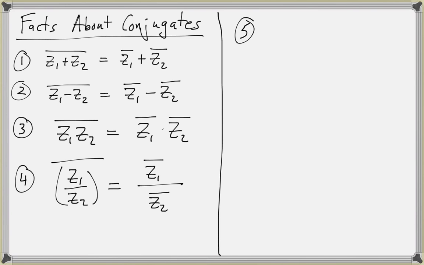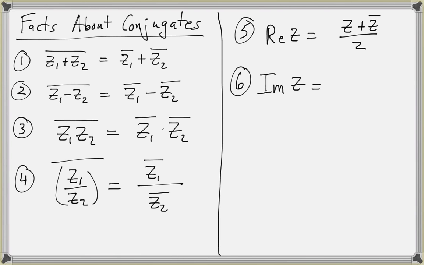Next, fact 5, I can write the real part of z as z plus z bar divided by 2. So see, if we have z plus z bar, the iy and the minus iy will cancel out, so I end up with 2x. And so if I divide by 2, I get back to the real part of z. And similarly, the imaginary part of z can be written as z minus z bar divided by 2i.